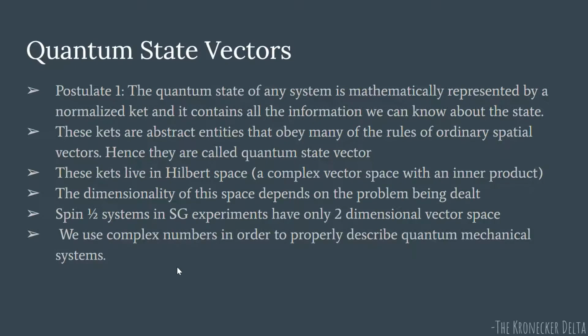In other branches of physics, we use complex numbers for mathematical convenience. But in quantum mechanics, complex numbers come as a fundamental necessity. And hence, we'll use complex numbers in order to properly describe quantum mechanical systems.